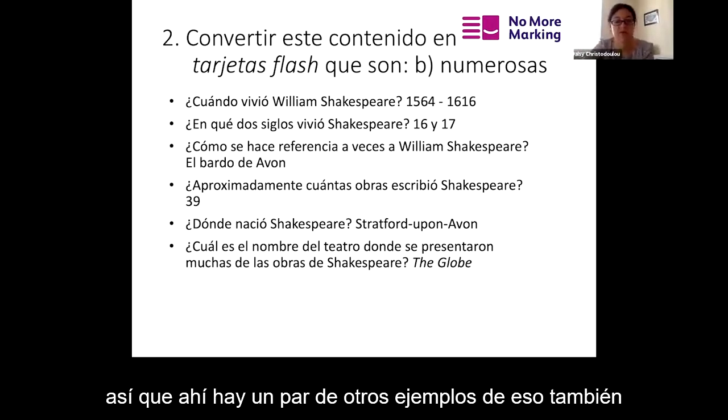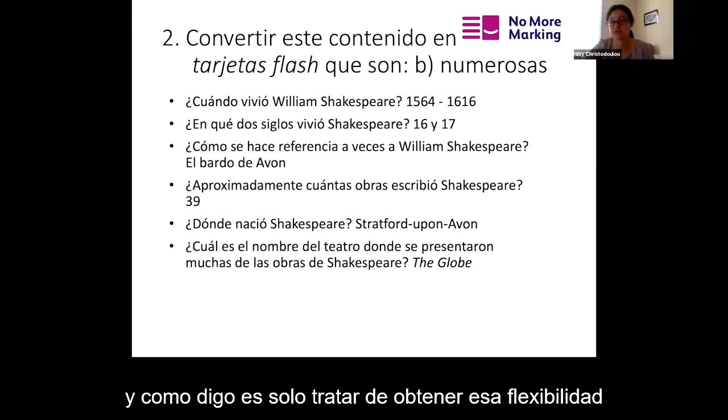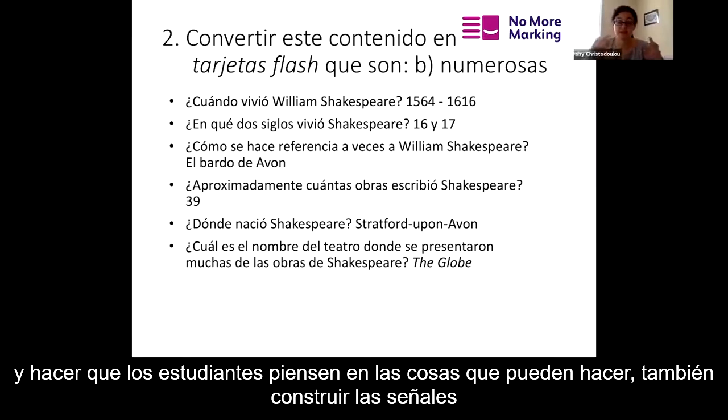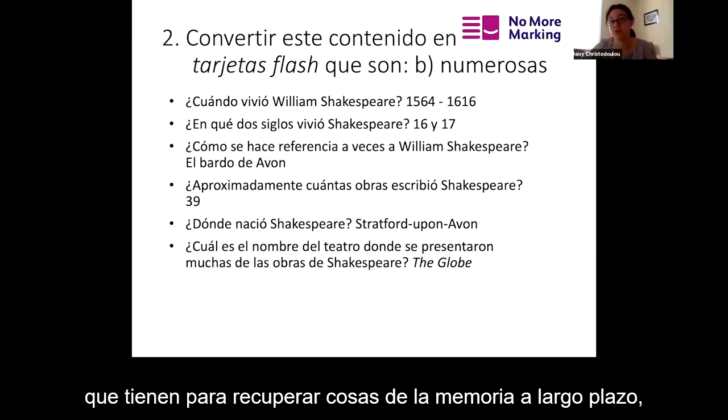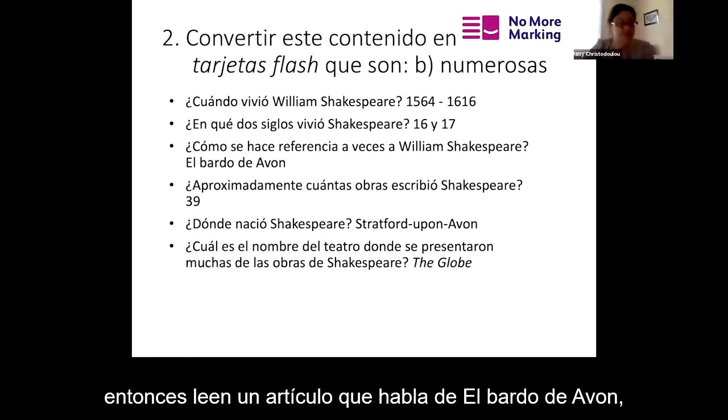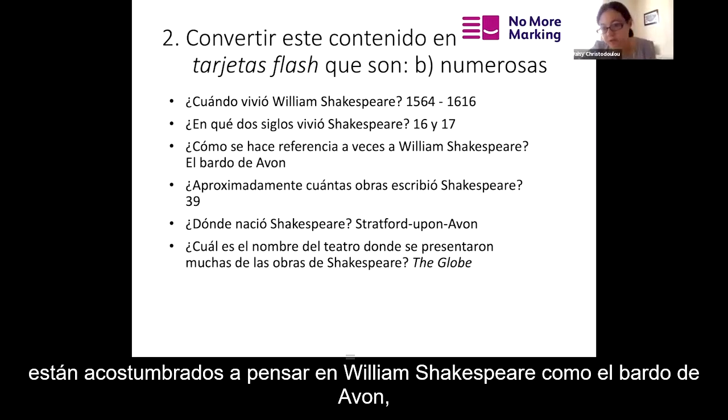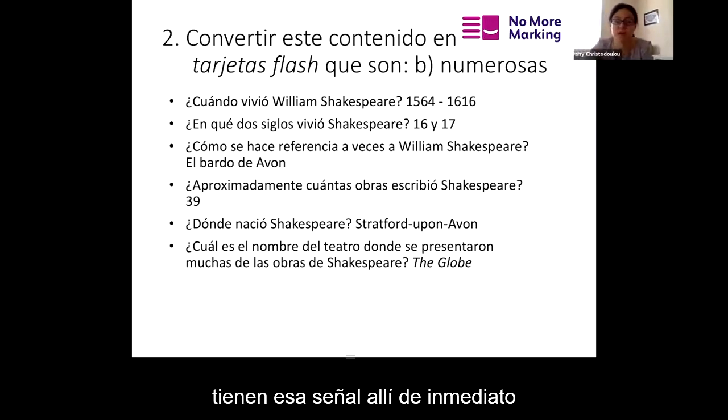So a couple of other examples of those there as well. And as I say, that's just trying to get that flexibility and get students thinking about things. You're building up the cues that they have for retrieving things from long-term memory. So if they're reading an article and it's talking about the Bard of Avon, they're used to thinking, Bard of Avon, William Shakespeare, so they've got that cue in there straight away.